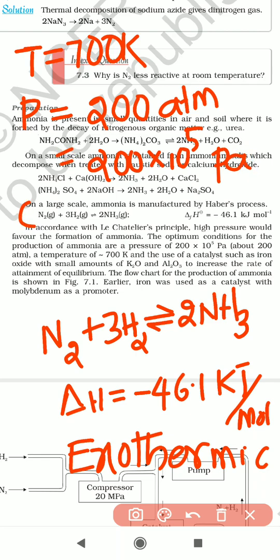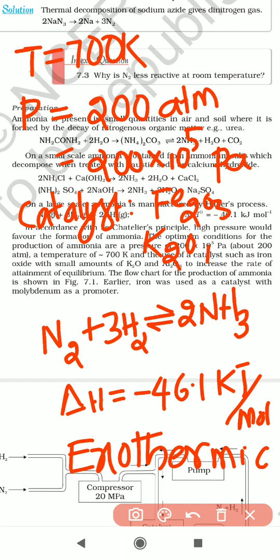And the catalyst used in this method is Fe2O3, iron oxide, acting as the catalyst, and along with the catalyst we must add small quantities of K2O and Al2O3.